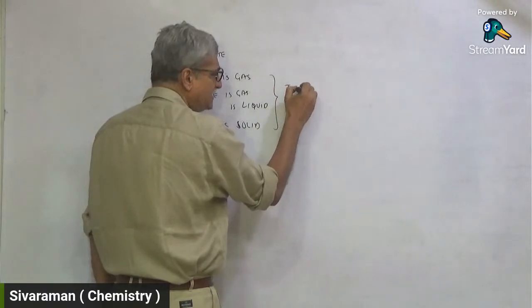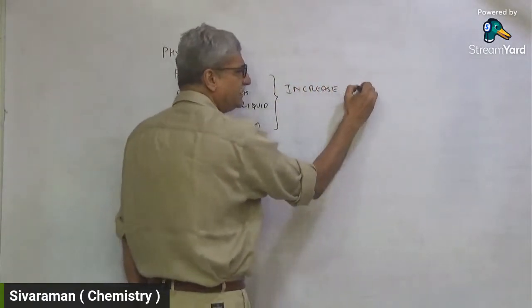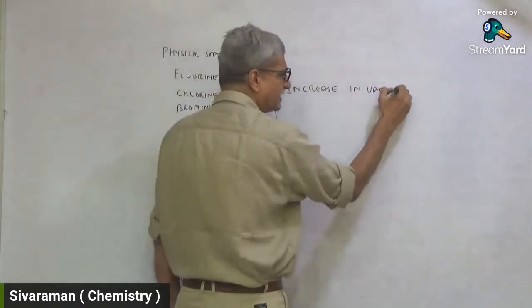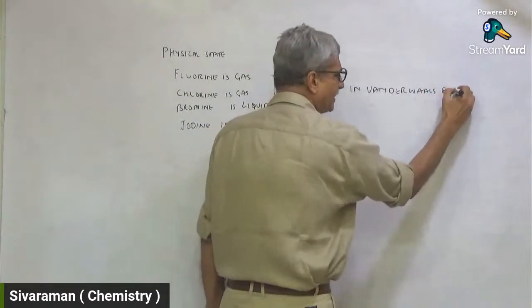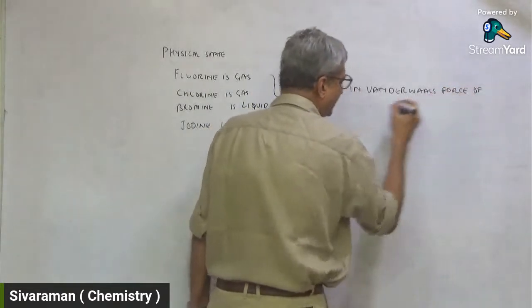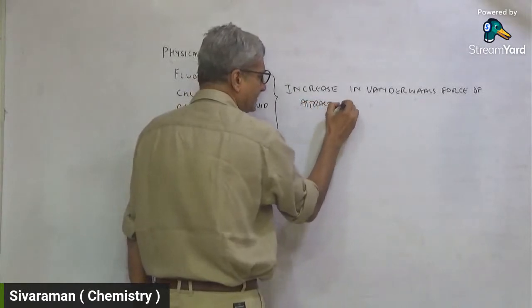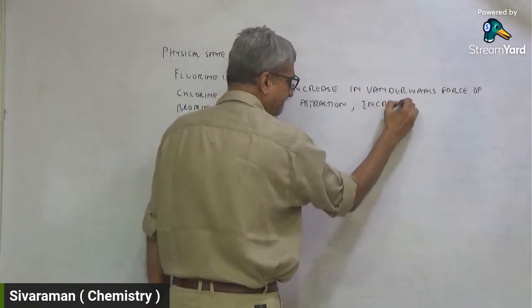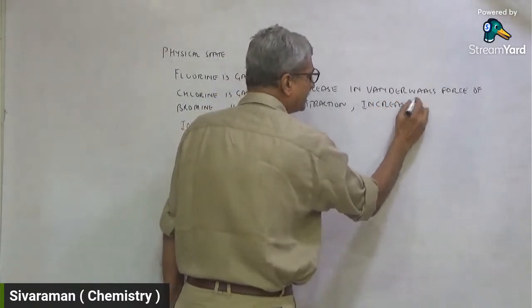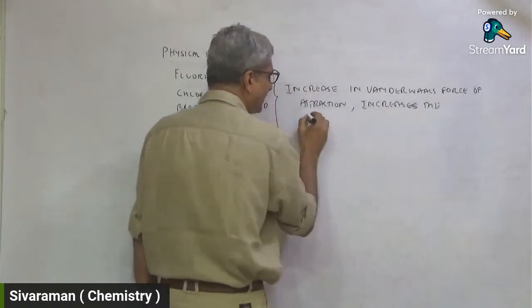The increase in van der Waals force of attraction increases the agglomeration.